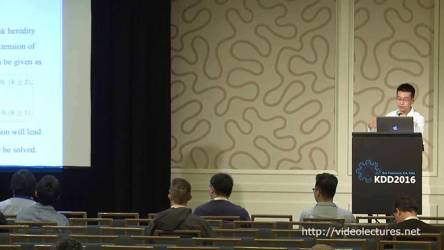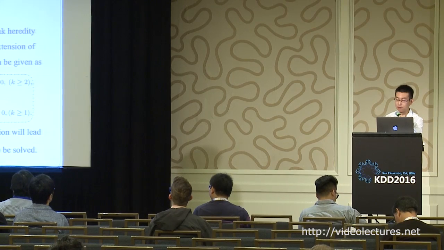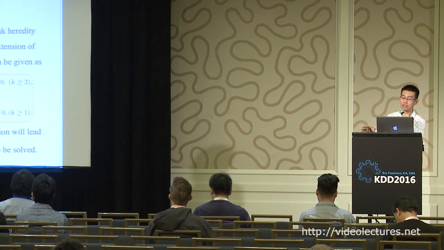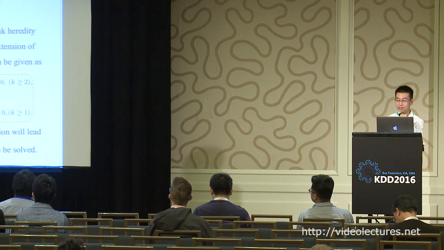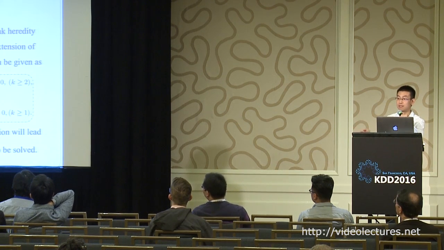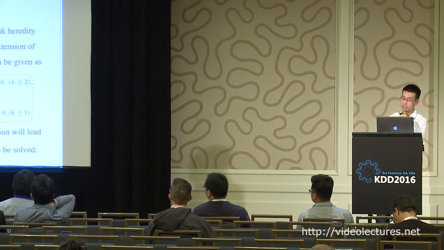Okay, now intuitively, if we follow the concept of the strong and weak heredity for the second-order case, we can get a straightforward extension, for example, for the strong heredity for the arbitrary order case. And this can be given in this equation. That is, if the kth-order interaction coefficient is non-zero, then all of its related (k-1)-order interactions should also be non-zero as well. But there's a problem.